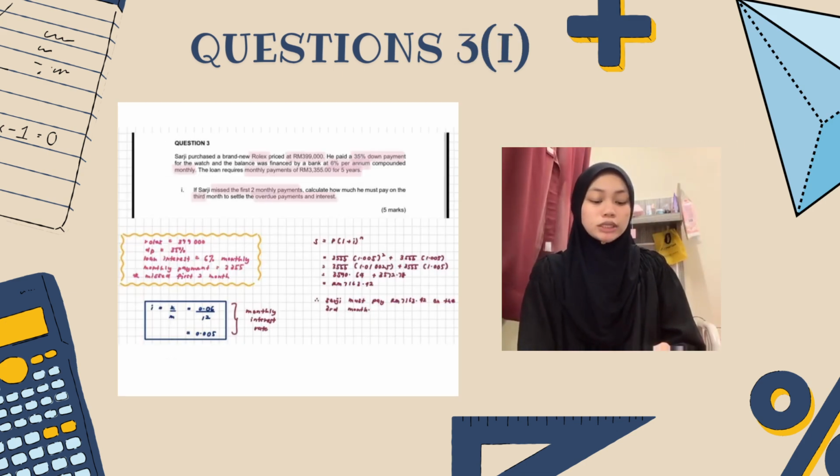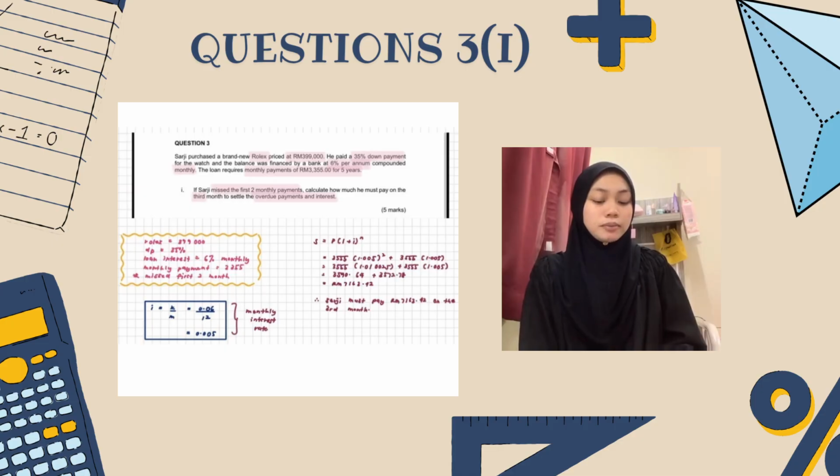So for this question, we also use this compound interest formula. S equals to P, in bracket 1 plus i, power n. The monthly payment is 3,555 ringgit and the interest rate is 6% compounded monthly. First, find the monthly interest rate. So i equals to j over m, and i equals to 0.06 over 12, and it makes 0.005. Then substitute into 1 plus i. So 1 plus 0.005 equals to 1.005.